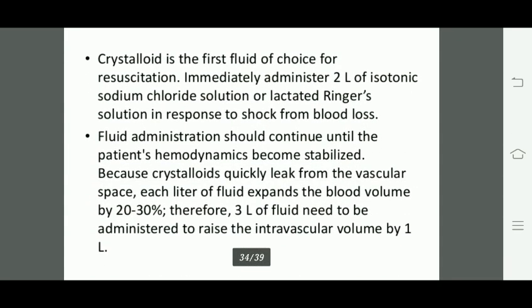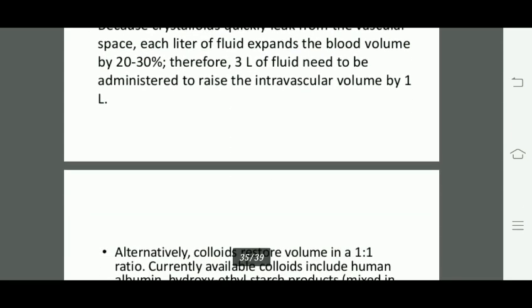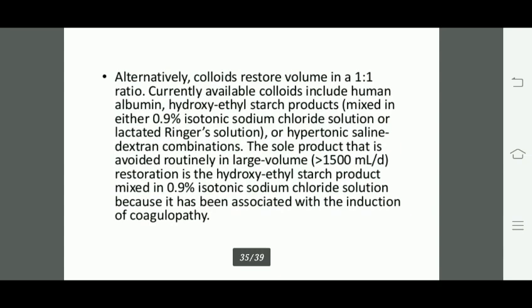This is very important. Crystalloid is the first fluid of choice for resuscitation. Immediately administer 2 liters of isotonic sodium chloride solution or lactated Ringer's solution in response to shock from blood loss. Fluid administration should continue until the patient's hemodynamics becomes stabilized, because crystalloids quickly leak from the vascular space. So each liter of fluid expands the blood volume by 20 to 30%. Therefore, 3 liters of fluid need to be administered to raise the intravascular volume by 1 liter. Alternatively, colloids restore volume in a 1:1 ratio.